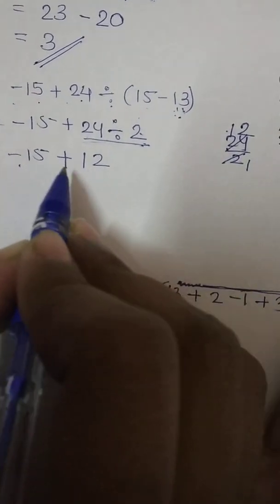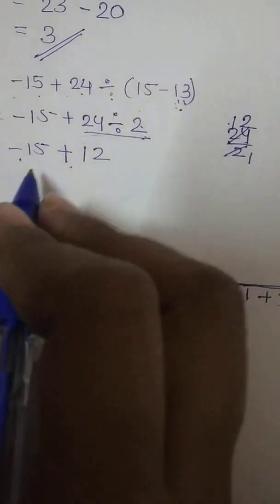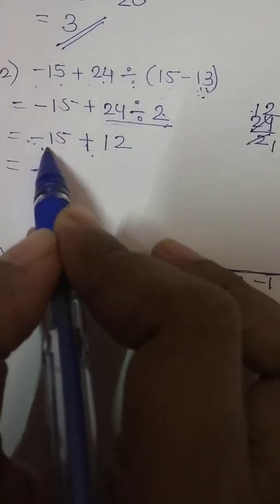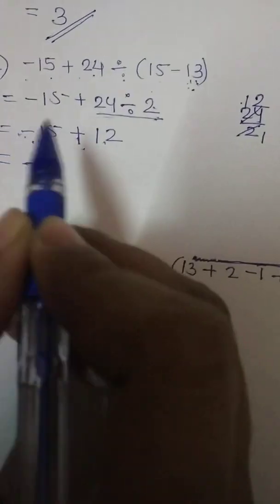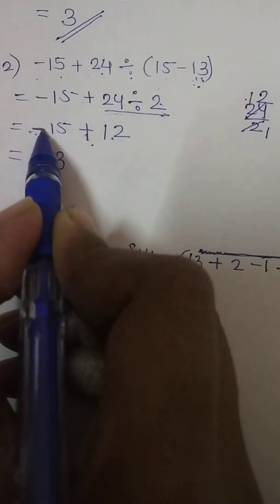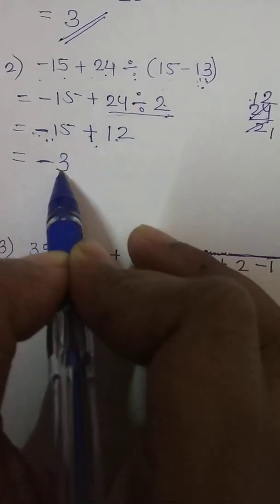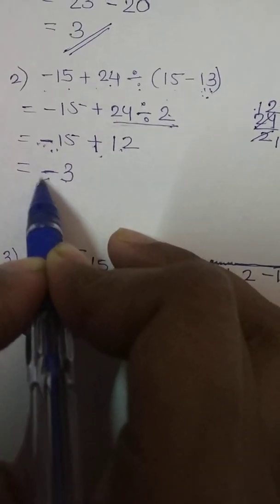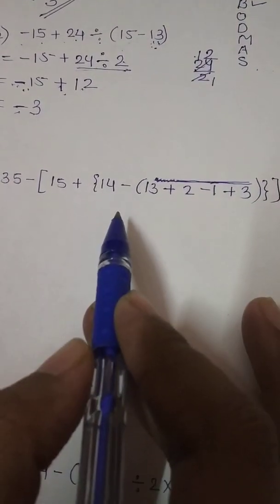Minus 15 plus 12. So the sign of the greater number is minus, so I will write here minus. Then 15 minus 12, 3. We will use the sign of the greater number, that will only apply. So 15 minus 12, that is 3, and the sign of the greater number is minus. Now next question.